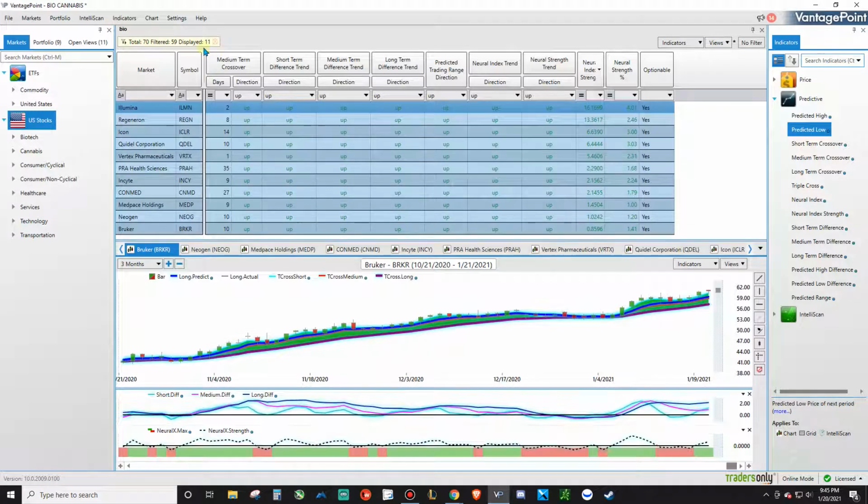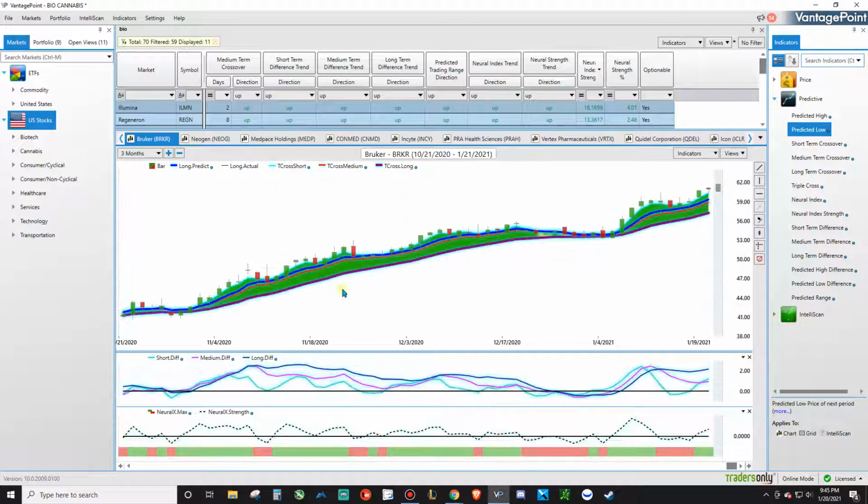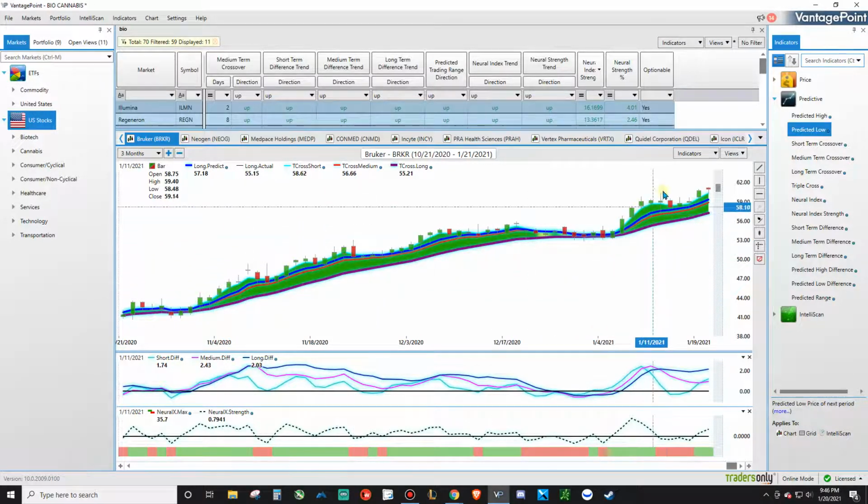So it came up with 11 out of 70 where the short term was up, medium term up, long term up, predicted range up, the neural index was up, neural strength was up. So these are the only stocks out of all 70 that it scanned that everything was up. So these are the only ones I'm going to look at. And we can already see this stock looks pretty freaking awesome. I mean, it's come from 43 and it hasn't stopped.